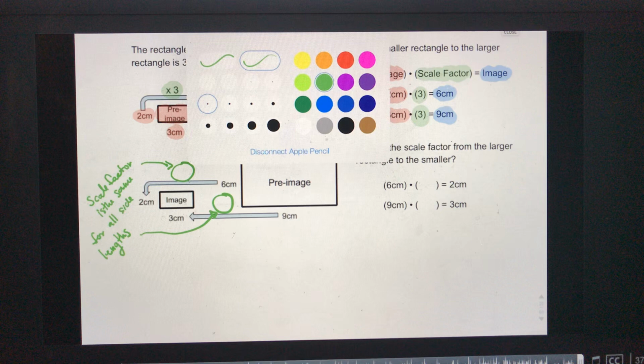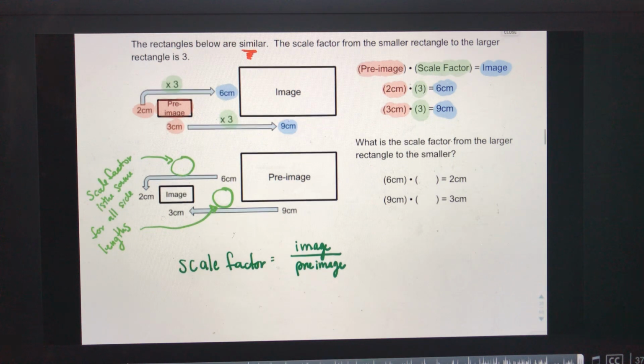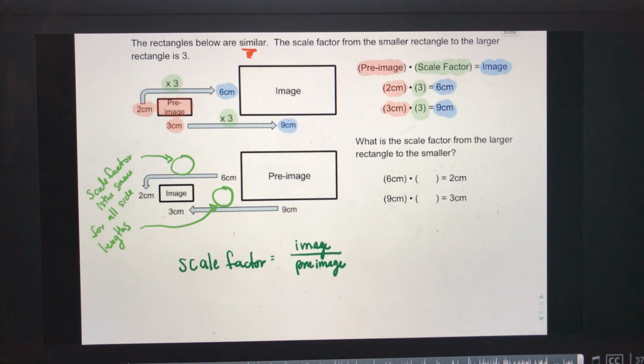I'm going to write our scale factor formula down here. Scale factor. And our scale factor is determined by image over pre-image. This formula is already on the top of the page, but I'm bringing it down here so you can see it while it's being used. Now let's determine our image and our pre-image.